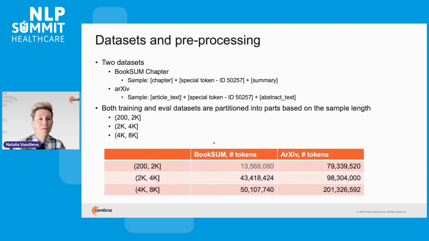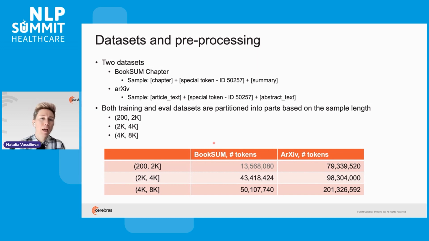To start, we've chosen to work with two datasets which have examples of longer documents. One of them is BookSum chapter, and the second one is arXiv. For both of those datasets, we preprocess the data such that every training sample looks like this: first you have the initial document, which in the case of BookSum is a chapter, and then we have a special token and then the summary. The special token helps to prompt the model to generate a summary. And the same is for arXiv.